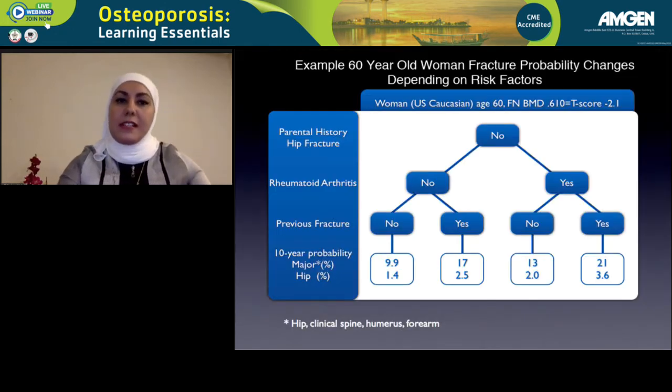This is another example for a 60-year-old woman. If she doesn't have a history of parental hip fracture, no rheumatoid arthritis, no previous fracture, her 10-year probability of major fracture is 9.9. This number will be more if she has rheumatoid arthritis, if she has a previous fracture, it will jump to 21%.